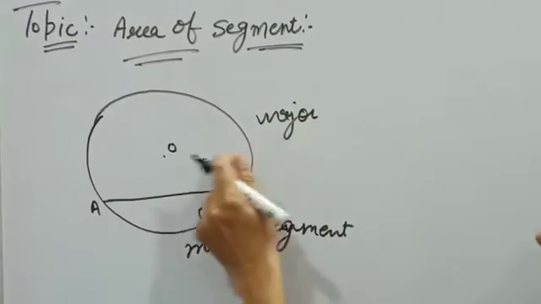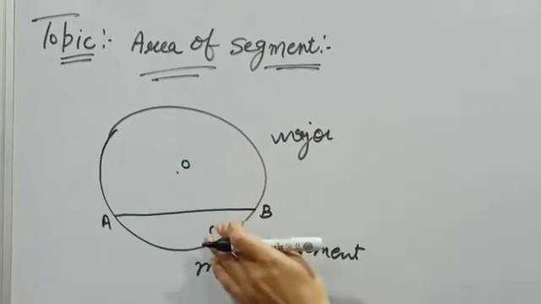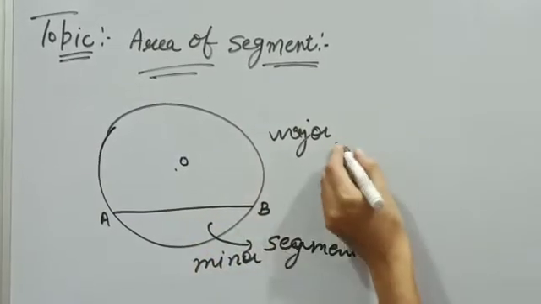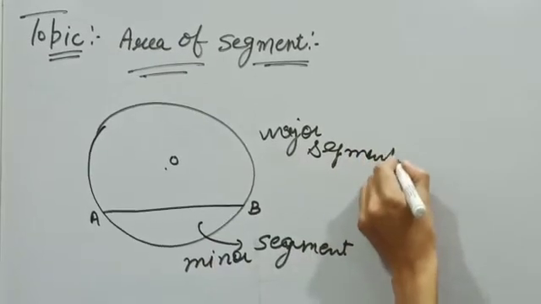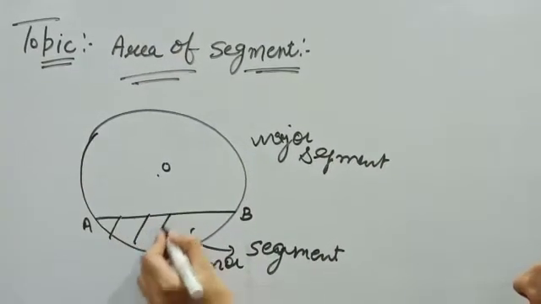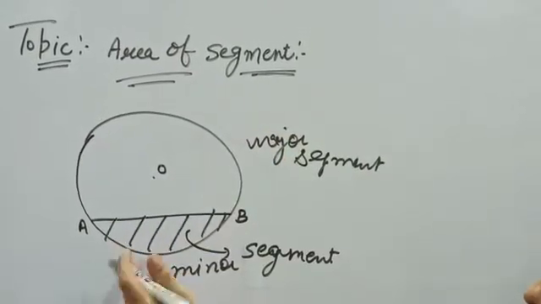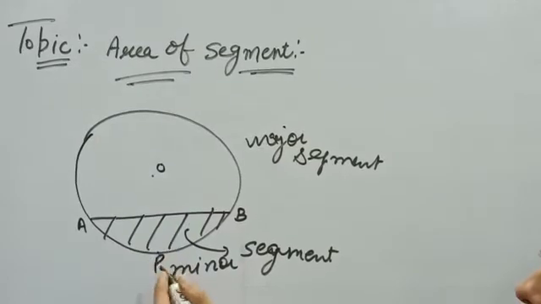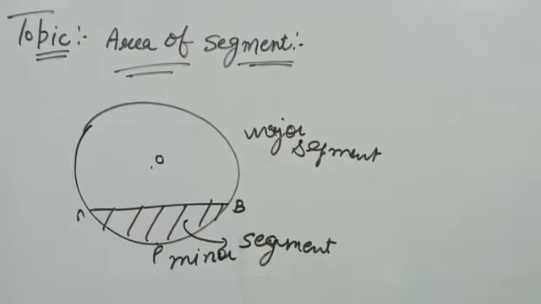If this chord is equal to the diameter, then the circle is divided into two equal parts, and both are called semicircles. So here we have the segment divided by a chord. Now we will find the area of the segment. If we put a point P here, then we have to find this part's area. So let us start now.